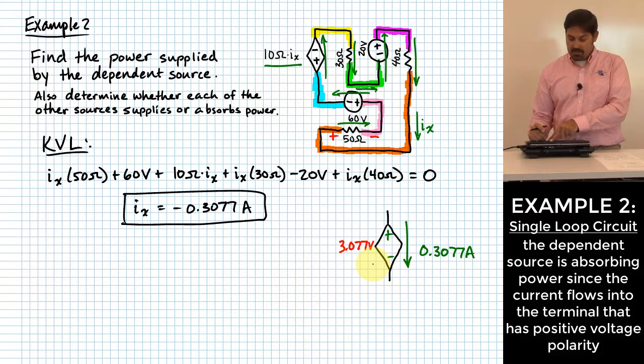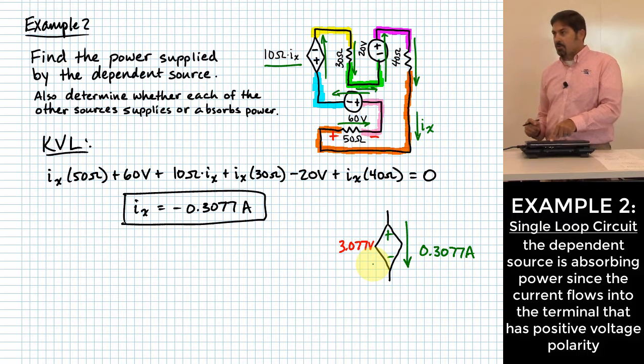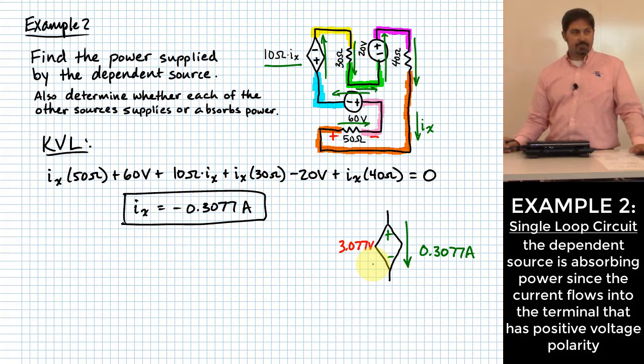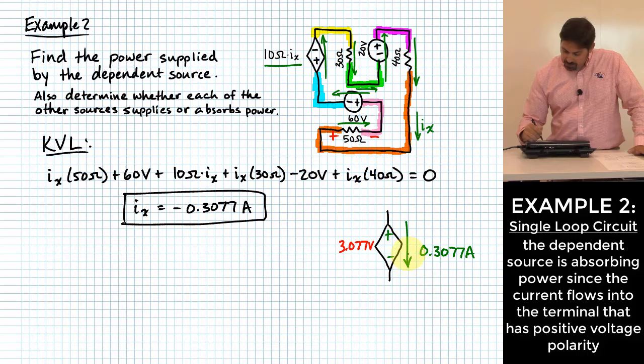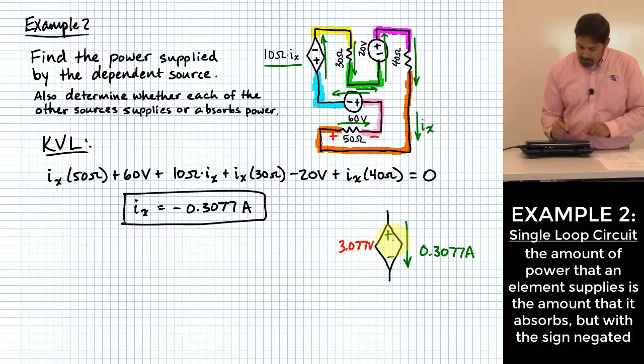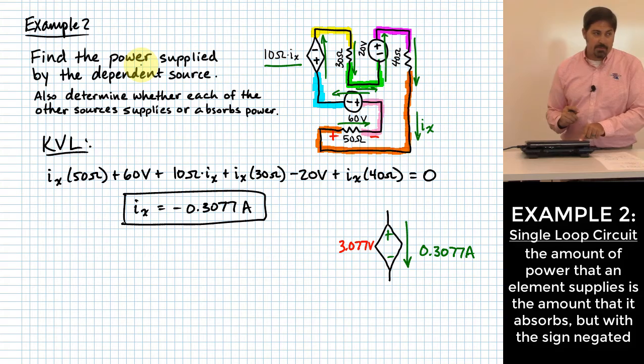So my question is, does it supply power or does it absorb power? I hear several people murmuring absorb, and you are correct. It is absorbing power. How do I know that? The current arrow is flowing into the positive side, and when that's the case, we have a case of absorbing power. This told me to find how much power is supplied by the dependent source.